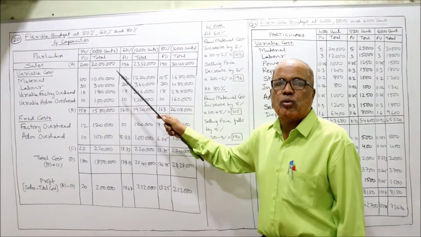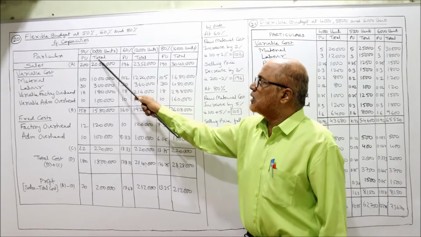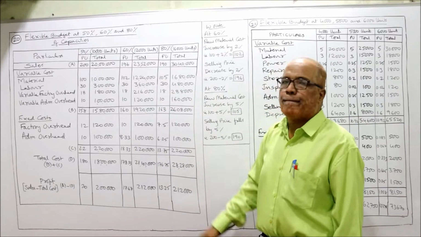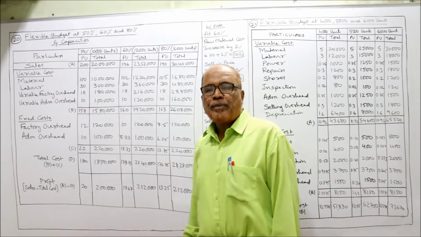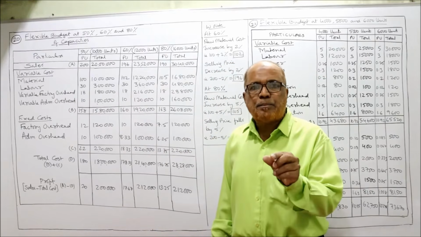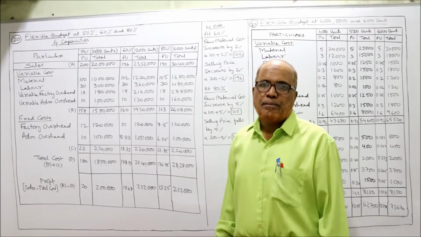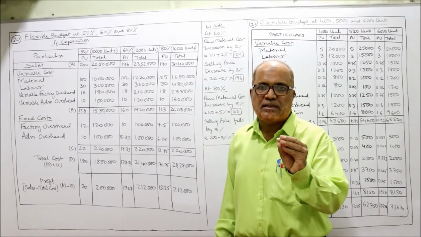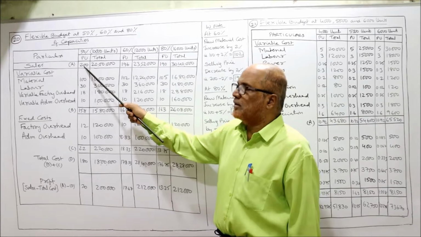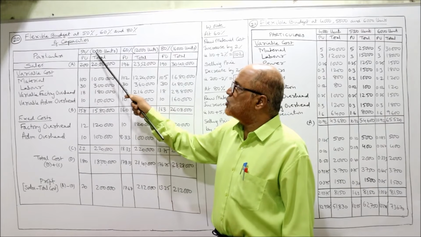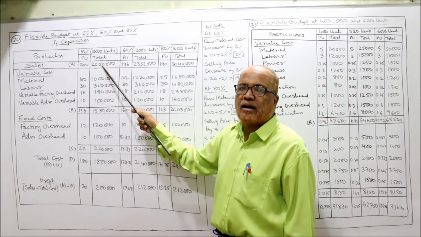Now we have made two sub-columns. Per unit, total. Sales. The selling price at present is 200 rupees, given in the problem. Presently 50% capacity, 200 rupees selling price. So multiply 200 into 10,000, you will get 20 lakh.